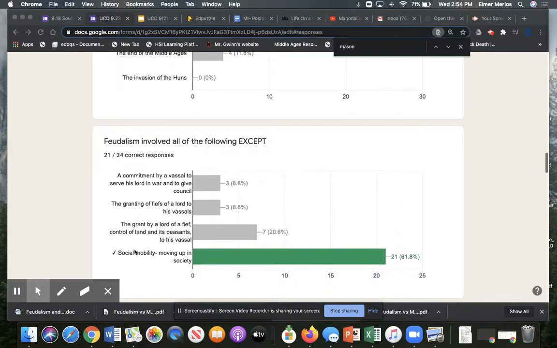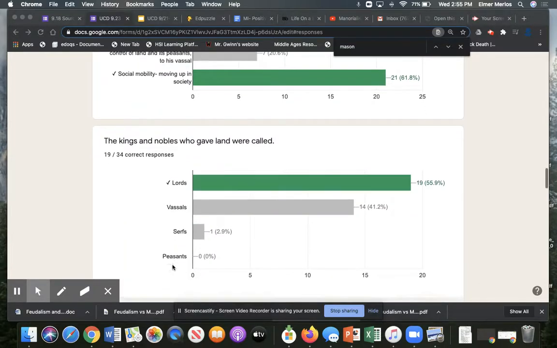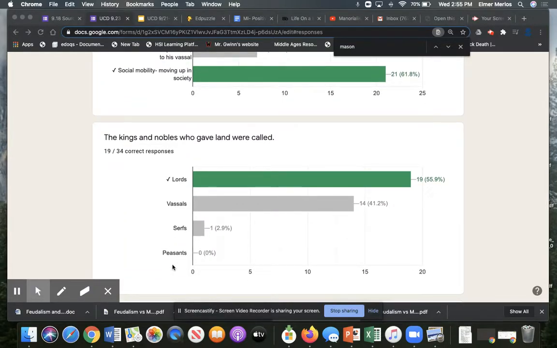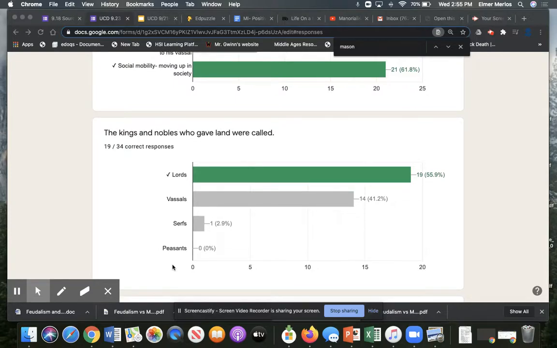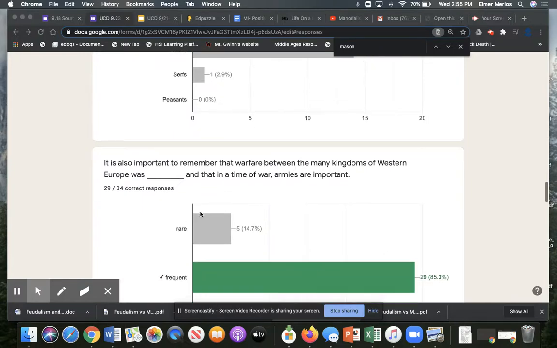Feudalism involved all of these except this: you cannot move up in society. If you were a peasant, you will stay a peasant. If you were a knight, you will stay a knight, and your kids will probably be knights. There was no social mobility. The king and nobles gave land. The ones that gave land are called lords. If you received land, you were a vassal. This seems to be a big issue in this class.